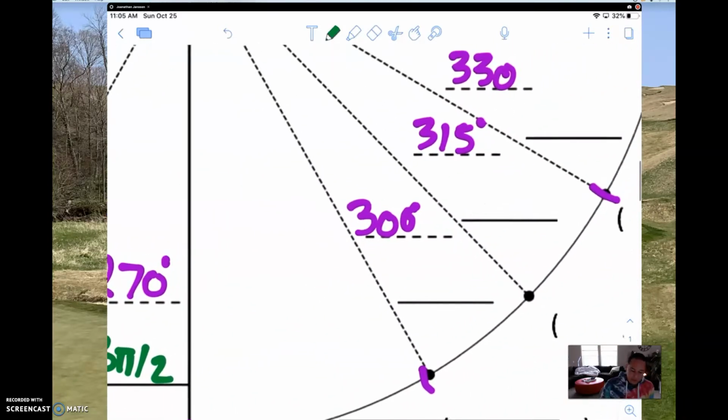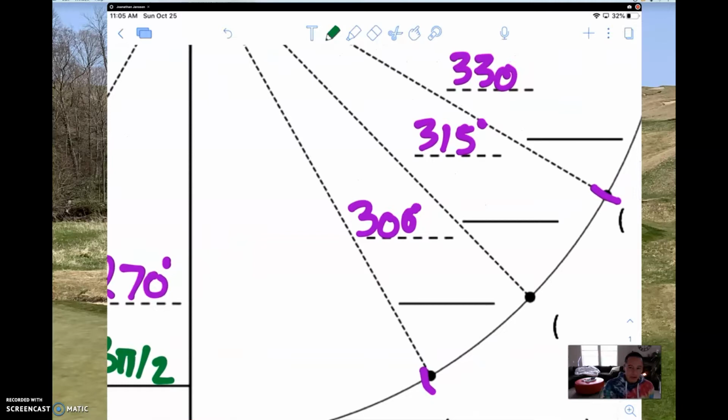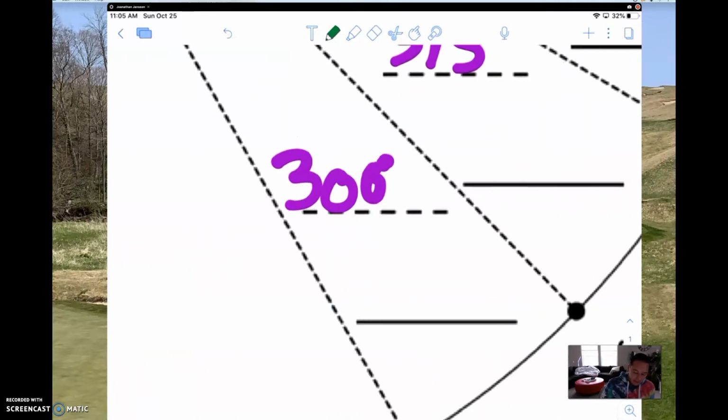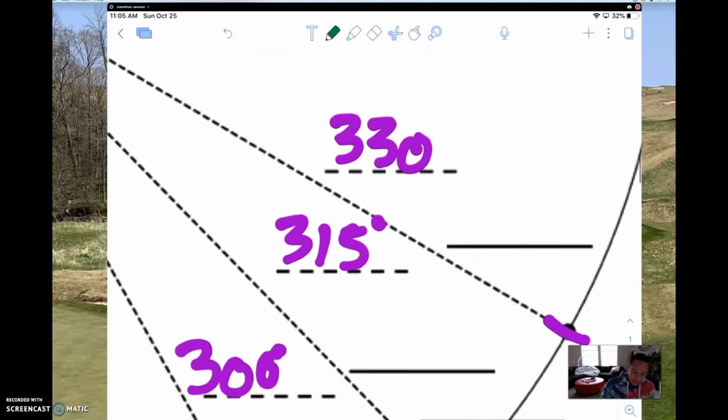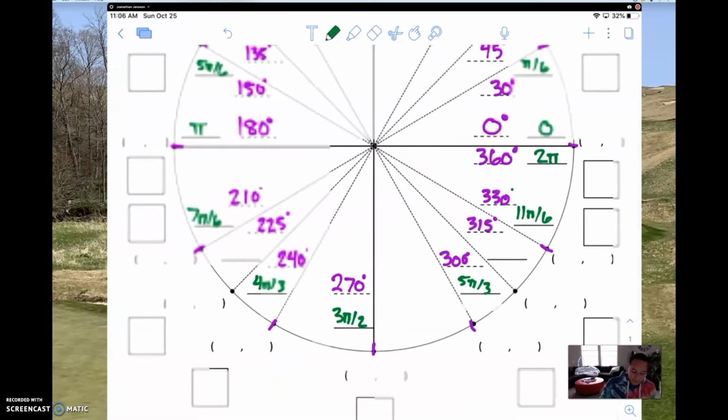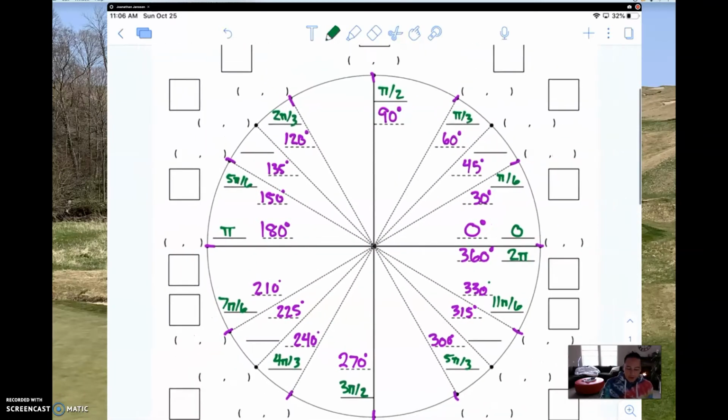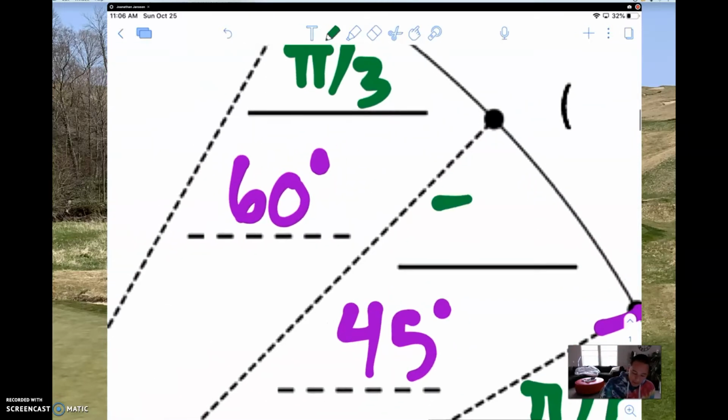If we go to 300, to get from 30 to 300, it's multiplying by 10. So it's going to be 10 pi over 6s, which reduces to 5 pi over 3. And for 330 degrees, should have a degree symbol there, it should be 11 pi over 6. So we've accounted for all of the pi over 6s, the pi over 3s, and lastly we have the 45 degree increments. Remember, every 45 degree increment is pi over 4.